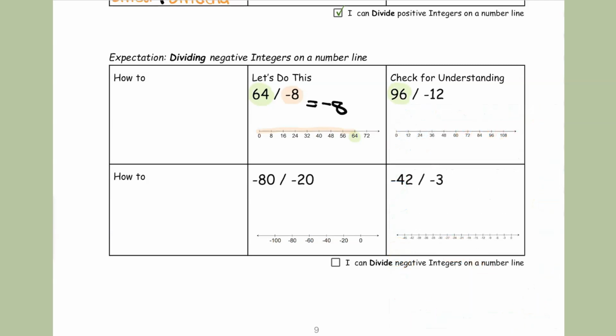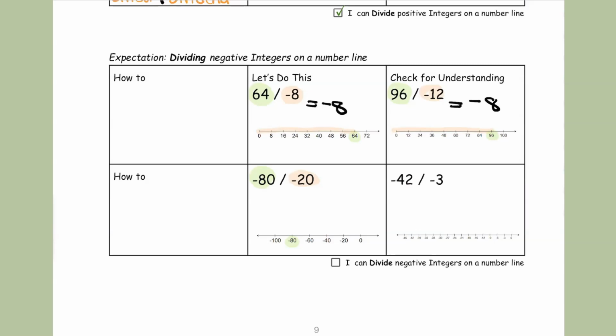Go ahead and hit pause and try to check this one for understanding. I highlighted the dividend for you, which is 96. So how do you want to move for the divisor? Well, the answer is that many units straight back to 0. How many 12s does it take to get from 96 to 0? 96 divided by negative 12 is negative 8. It took 8 spaces to get there.